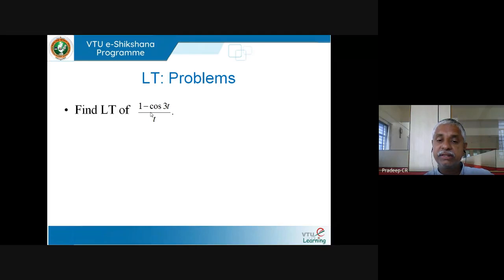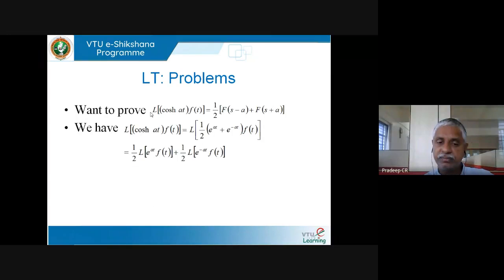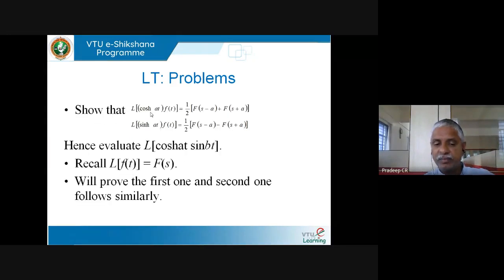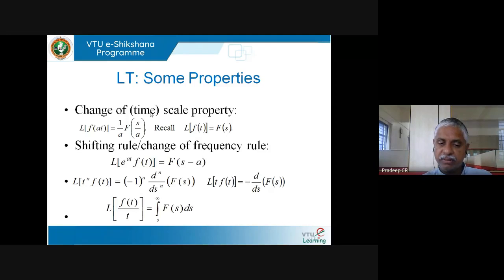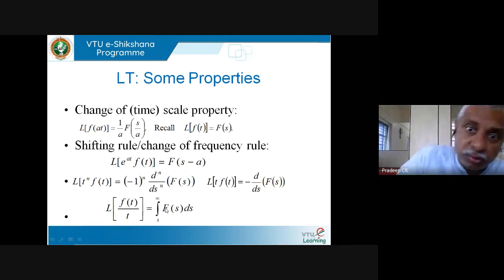What is the formula? It's the integral of capital F of x. This is the formula. So whenever I have Laplace of f(t) by t to be found, I just need to find Laplace of f and be able to integrate that. That is the important thing. So basically you should know how to integrate. Otherwise these problems will be even more difficult.